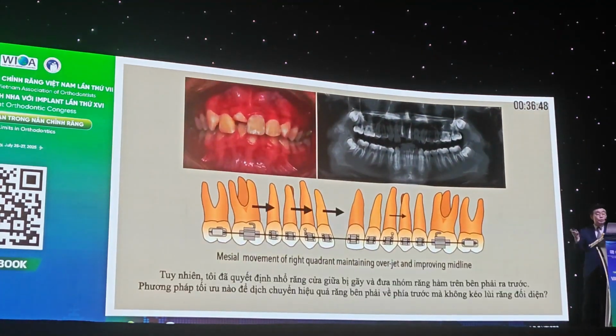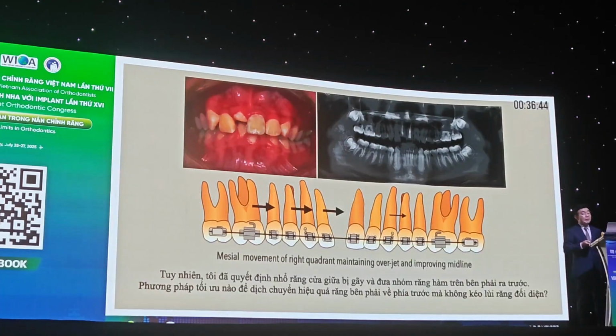However, I decided to extract the fractured central incisor and advance the upper right dentition. What would be the optimal method for effectively moving the right teeth forward without reflecting the opposing teeth?